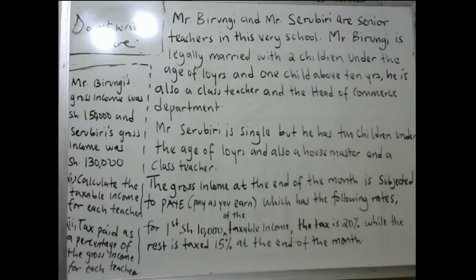Okay, so there we are. We are looking at Mr. Birungi and Mr. Serubiri as senior teachers in this very school. Mr. Birungi is legally married with 2 children under the age of 10 years and 1 child above 10 years. He is also a class teacher and the head of commerce department. Mr. Serubiri is single but has 2 children. Let us first write that question. Actually, you continue. It's a continuation of the other table that we drew in the first place. So you need to be very keen on that.